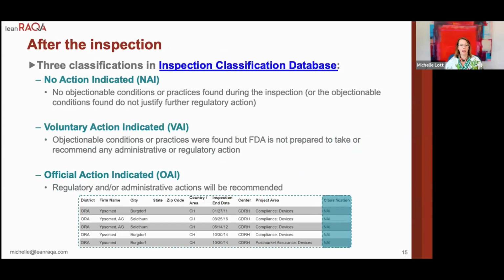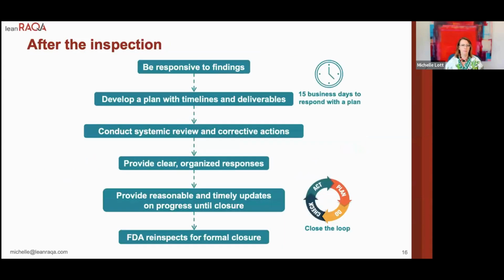So what to expect after the inspection? Currently, there are 3 classifications: no action indicated, voluntary action indicated, or official action indicated. And this is kind of the flow post inspection: they expect a response in 15 business days with a plan, and then you have to provide regular updates. And then FDA re-inspects for formal closure of the 483s in the subsequent audit.